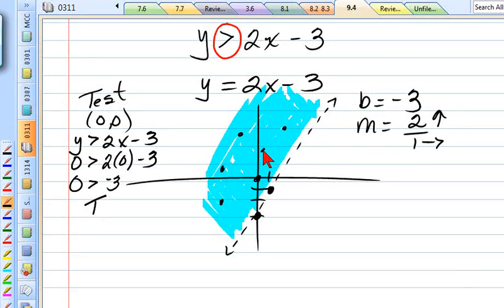If I picked any point in the shaded region, it will test out to be true in the inequality. What do you think will happen if I pick a point on the unshaded side? It will be false. This side is all true. This side is all false.